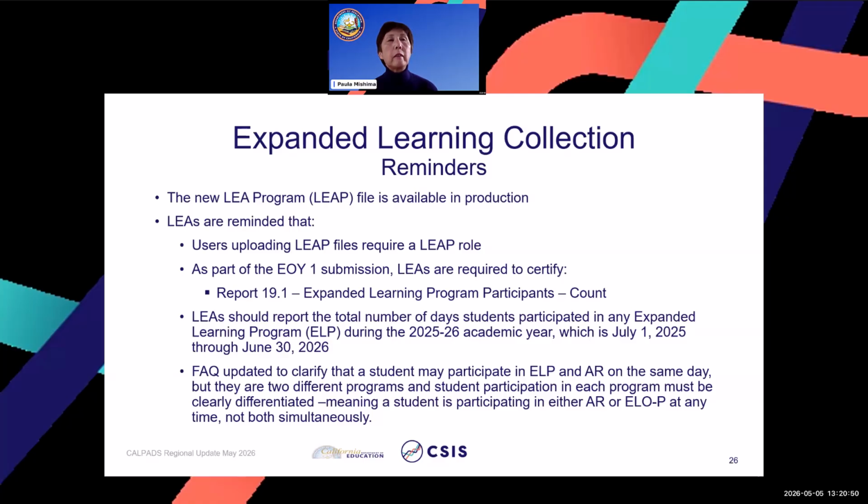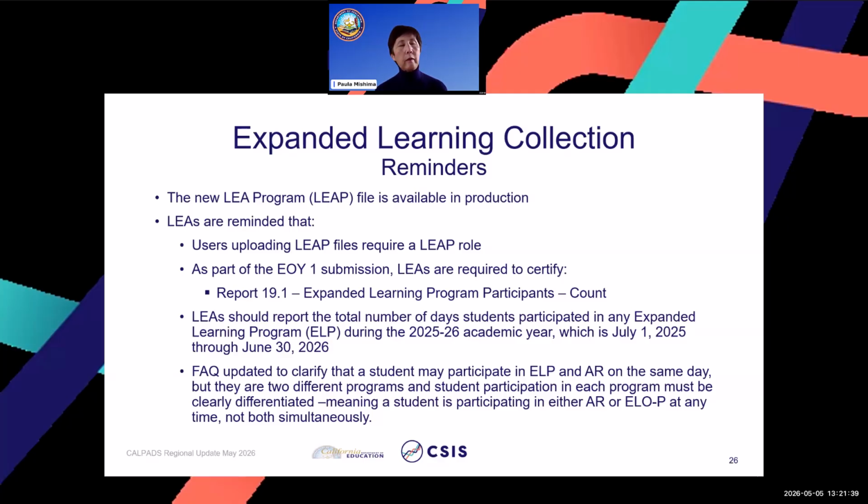Just a couple of reminders, because these questions keep coming in. You're to report on the LEAP file the total number of days a student participated from July 1, 2025 all the way to June 30th, 2026. That means if you have a student who's enrolled in an ELP over the summer, and that summer begins, say, June 15th and goes through to July 31st, it's kind of a bifurcated reporting. You will report kids' participation from that first day to June 30th for this year's end of year, and then the days that they participate starting July 1 and after will be reported in the next school year.